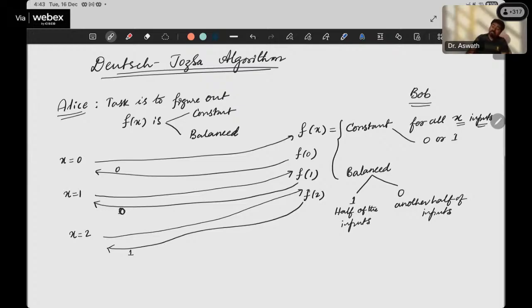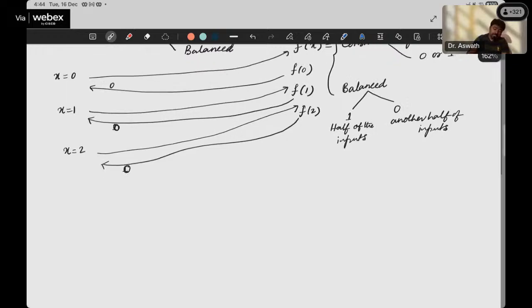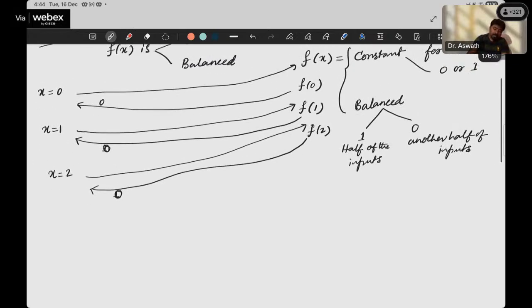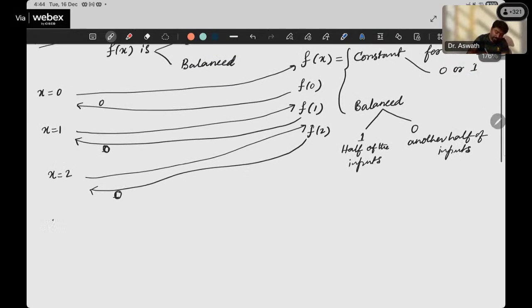With the third time, let's say she did not get 1 but got 0, which means she has to do one more attempt. Now this can go on like this. How long does this have to go on? Let's say she has in her possession the x values running between 0, 1, 2, 3, 4, 5, 6, 7, 8, 9.